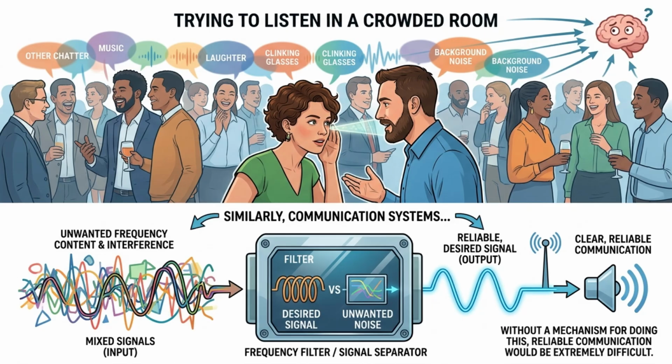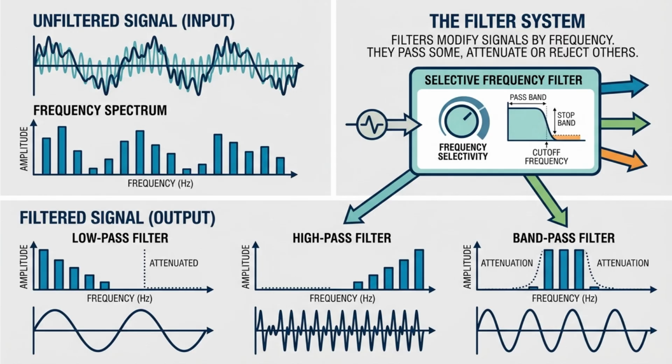Imagine trying to listen to a single conversation in a crowded room. The information you want is mixed with many other sounds. Similarly, communication systems must separate desired signal components from unwanted frequency content. Without a mechanism for doing this, reliable communication would be extremely difficult. The challenge is creating a system that selectively allows certain frequencies to pass while suppressing others. This requirement leads directly to the concept of filtering.